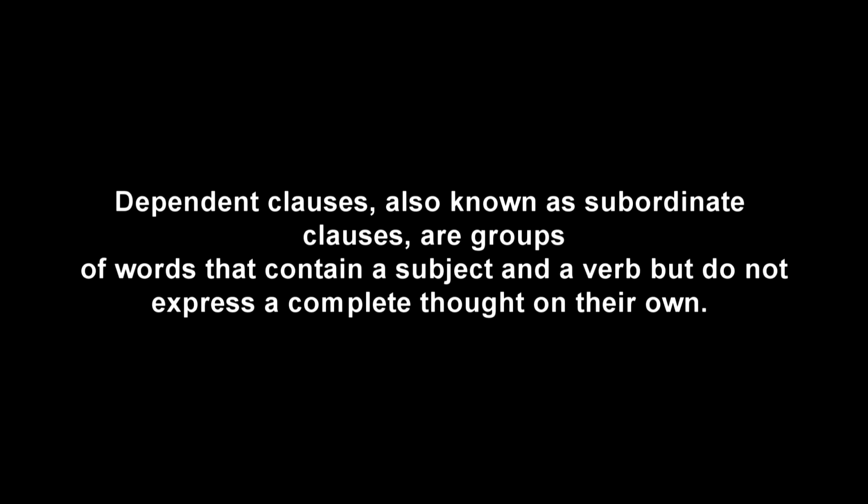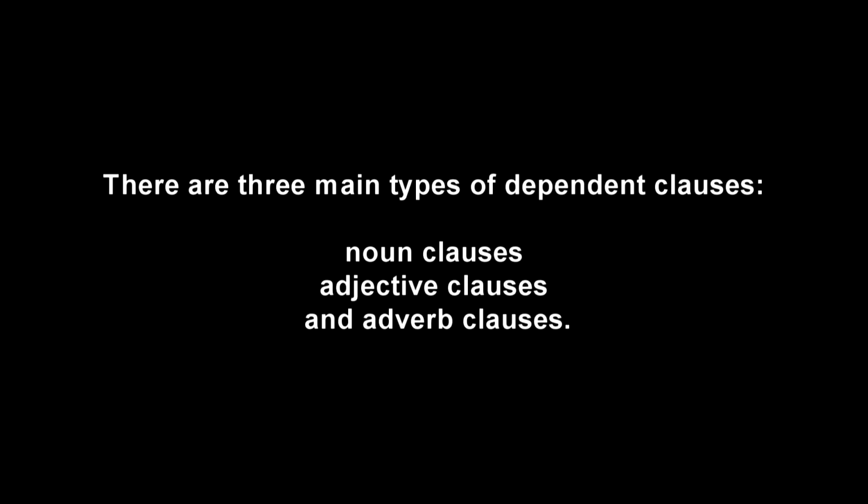Dependent clauses, also known as subordinate clauses, are groups of words that contain a subject and a verb but do not express a complete thought on their own. They rely on an independent clause to form a complete sentence. There are three main types of dependent clauses: noun clauses, adjective clauses, and adverb clauses.